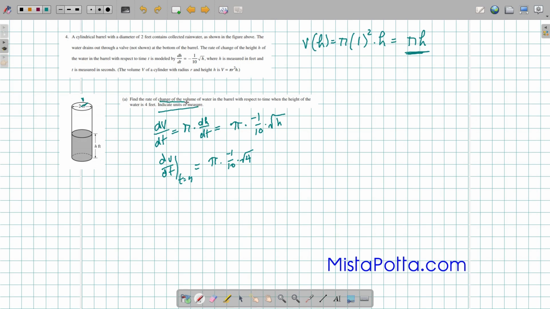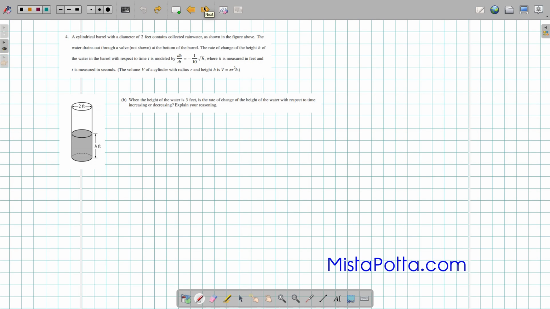This is a change of volume. And volume here is being measured in cubic feet. And this is a change in volume over time. Time here is measured in seconds. So I need to make sure I have this value. And of course, I don't need to go through the calculation process. This is my answer. But I do need the units. I do need the cubic feet per second. So that's part A.